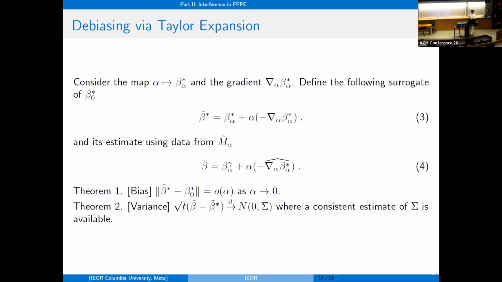And our approach is pretty straightforward. So we look at the map from alpha to beta star of alpha, and we write down the gradient expression. We first define a surrogate, this beta tilde star, which is essentially taking one gradient step from the pacing multiplier in the interfered market. And then we also write down its finite sample analog. Our theorem shows that this one-step gradient surrogate has lower variance, and we're able to estimate that surrogate with the usual statistical error.